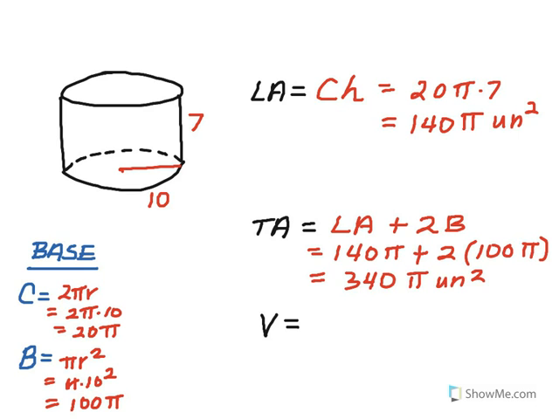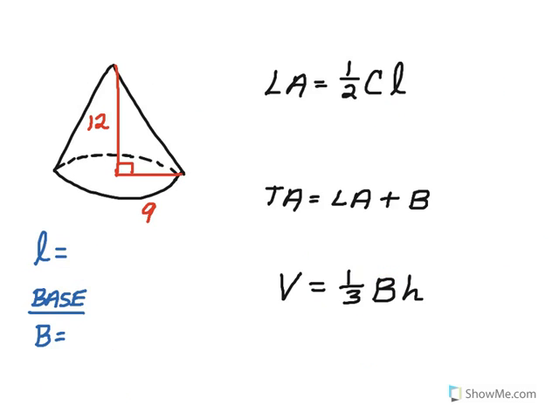And lastly, the volume is the base area times the height of the cylinder, and we've already got the base area of 100 pi times the height of 7. So we get a volume of 700 pi, and that, being volume, is three-dimensional, in cubic units. So there's one example with a cylinder.